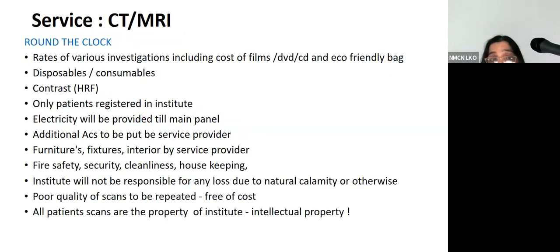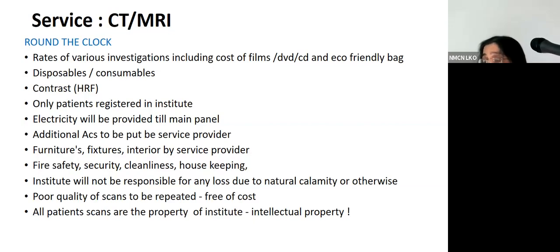Regarding services of CT and MRI, we have again made a few rules, like service should be round the clock. For the rates of various investigations, other private businesses keep it at CGHS level rates. But in SGPGI, we have kept SGPGI rates, categorized by organ and by region. So the rates will be as per SGPGI. All the consumables and disposables are taken care of by the vendor. The contrast is used from our hospital revolving fund. Only patients who are registered with SGPGI are taken care of.